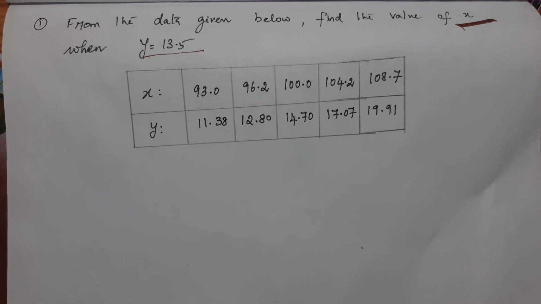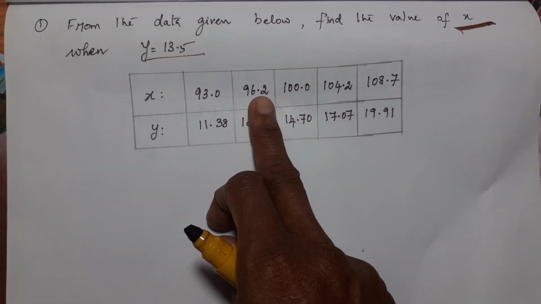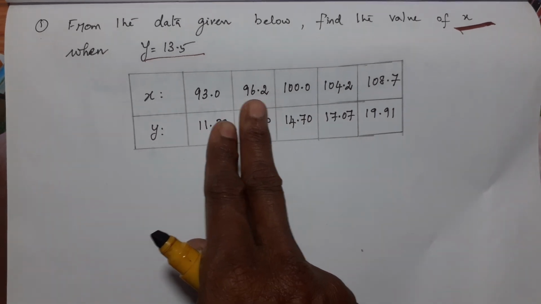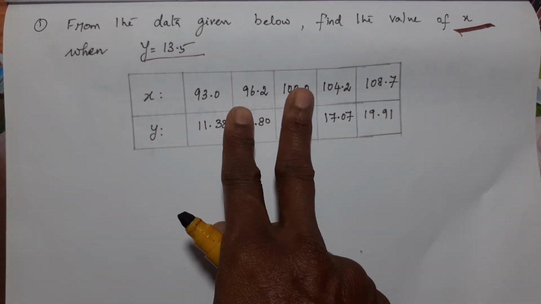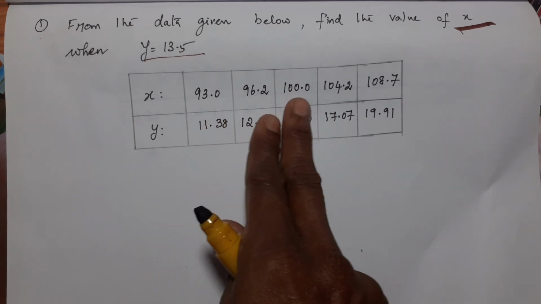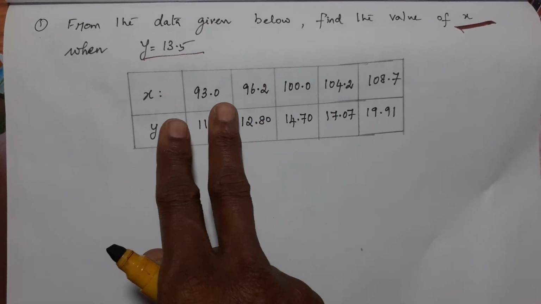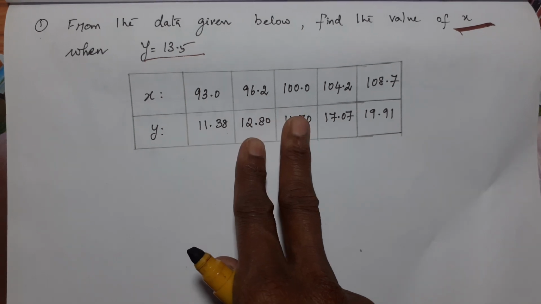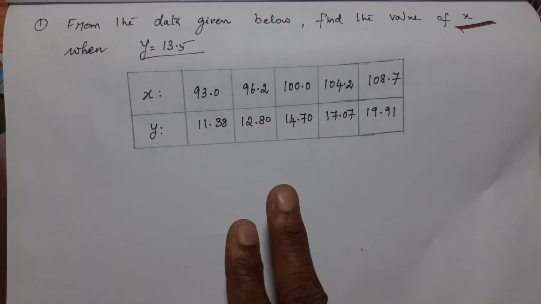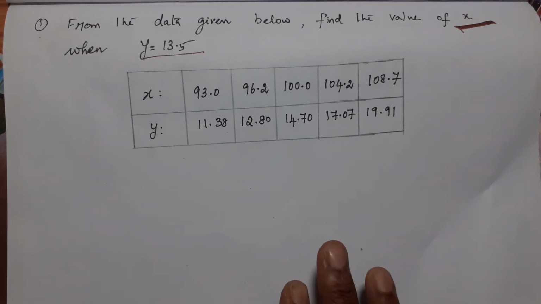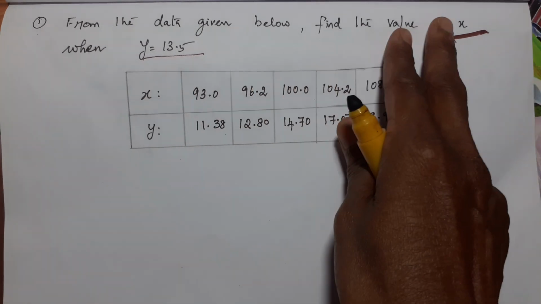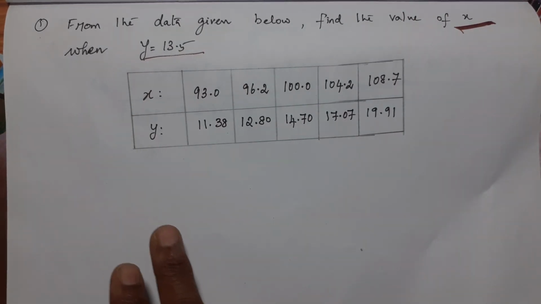Okay, so make sure of the length, that is, the difference between the two values. For example, considering these two values, 96.2 minus 93, the difference is 3.2. And considering these two, 100 minus 96.2, the difference is 3.8. For the first one the difference is 3.2, for the second one 3.8. So definitely the x values are of unequal length, so we have to use the Lagrange formula only. But here they are asking x for a given y, so we have to use the inverse Lagrange interpolation formula.